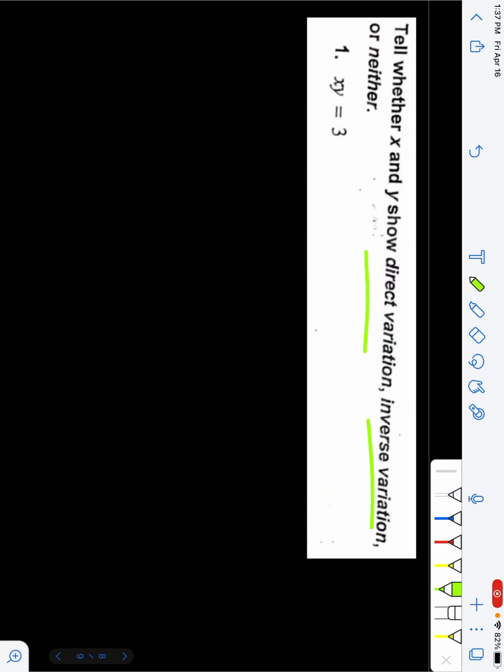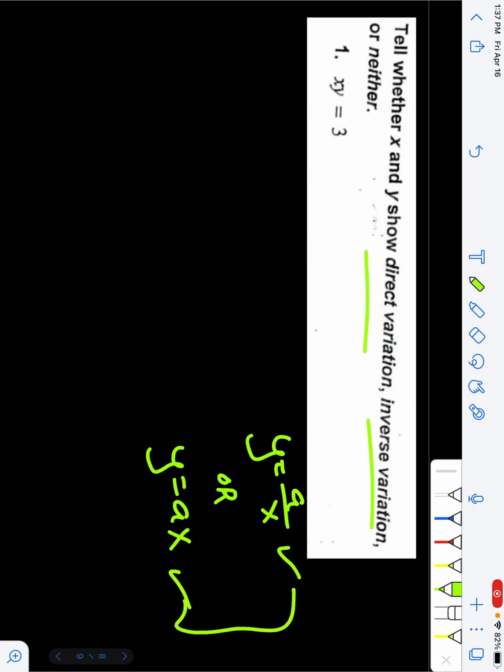Direct variation, inverse variation, and well, we can choose neither. When we look at number 1, and actually when we look at all of these, they give it to us in a form that we are not familiar with. So we want to solve it so it's in the form either y equals a over x or y equals a times x. If it's in this form, we know that it is inverse variation. If it's in this form, we know that it is direct variation. If we can't get it into either of these forms, then we would be looking at neither.